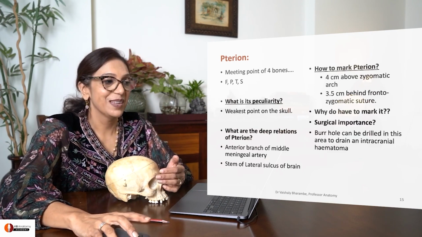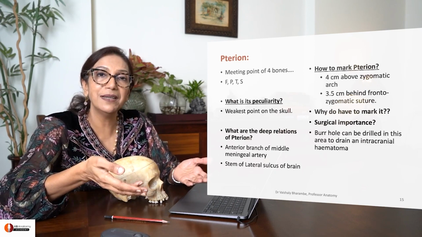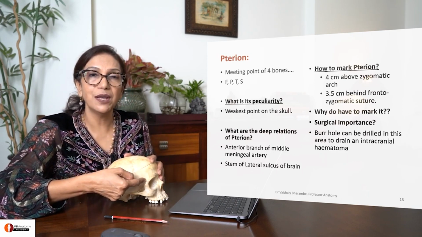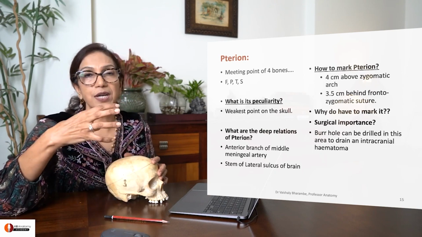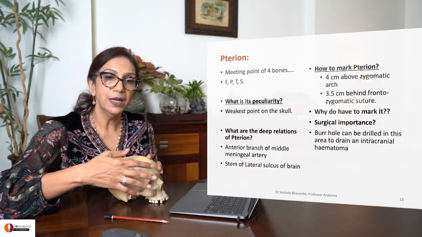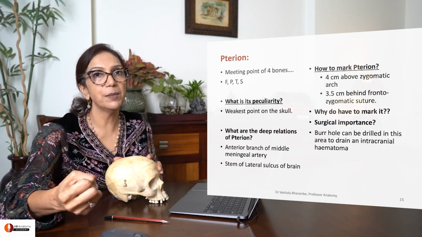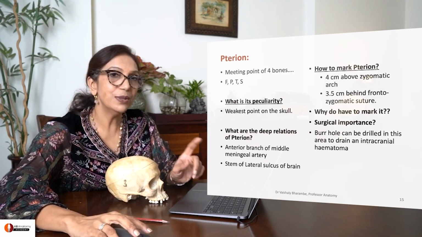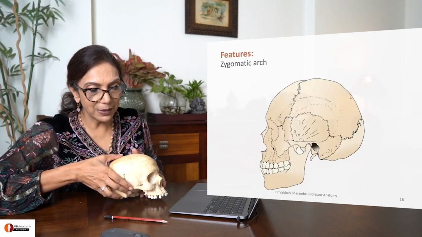Question: why should I mark it? What's the use of all this, ma'am? Why are you giving me mathematics in biology? Yes, you have to mark it because this is the point where often a Burr hole is drilled to drain out hematoma in the intracranial region. If there is a hematoma here due to the trauma, then you can make a Burr hole here, which means a hole basically, and drain out the hematoma, preventing blood from compressing the brain. Okay? So that is the clinical importance of pterion. Right. So we are done with the temporal fossa.